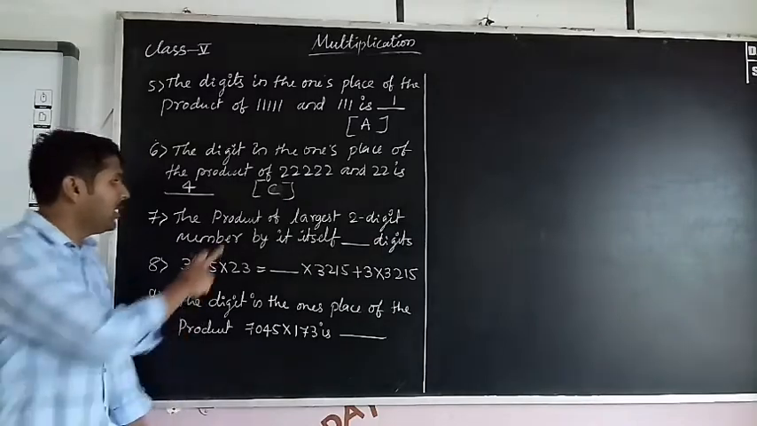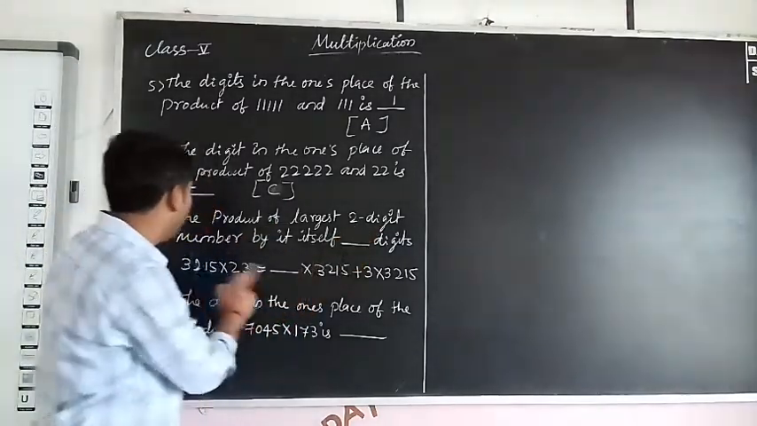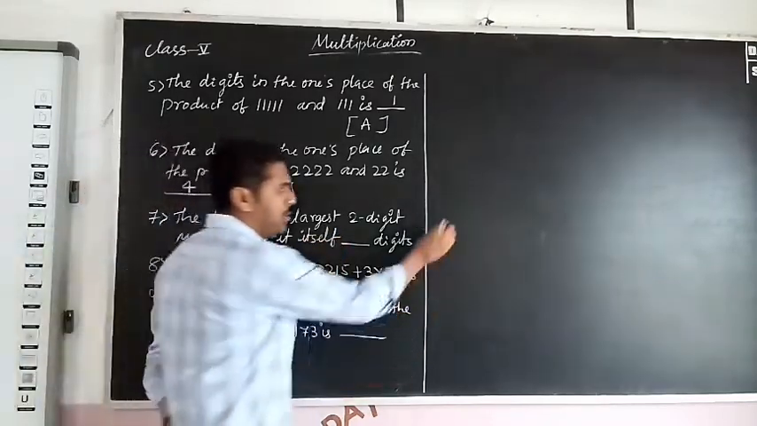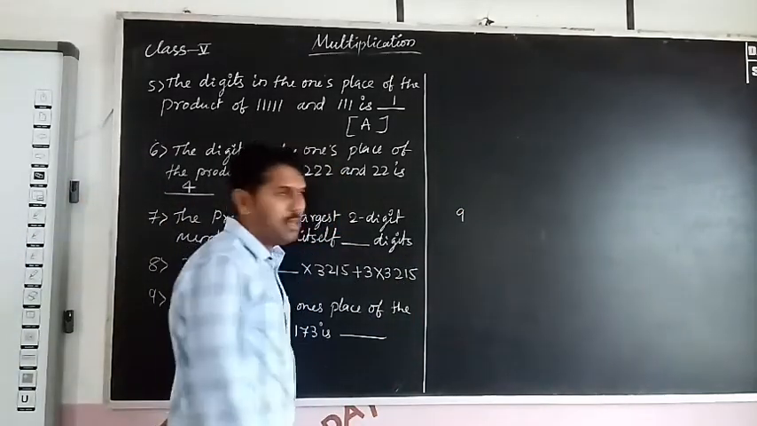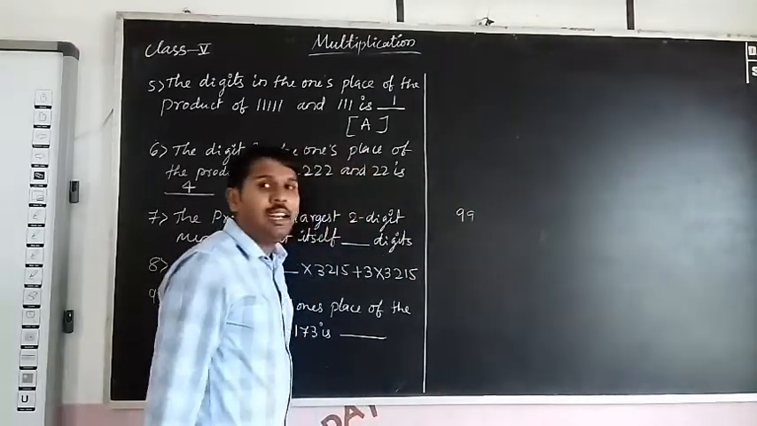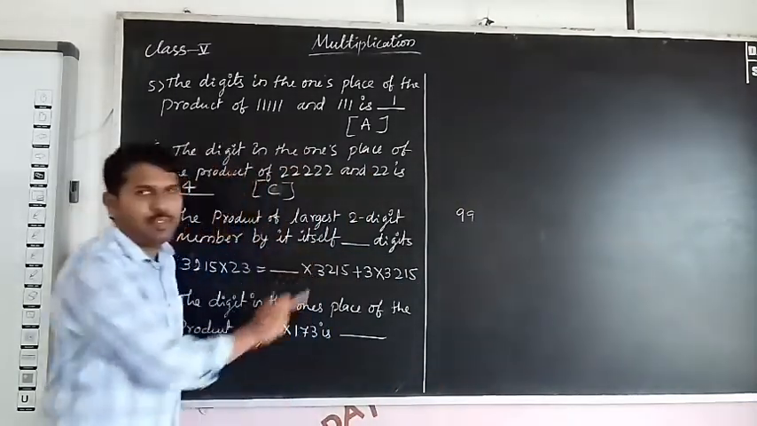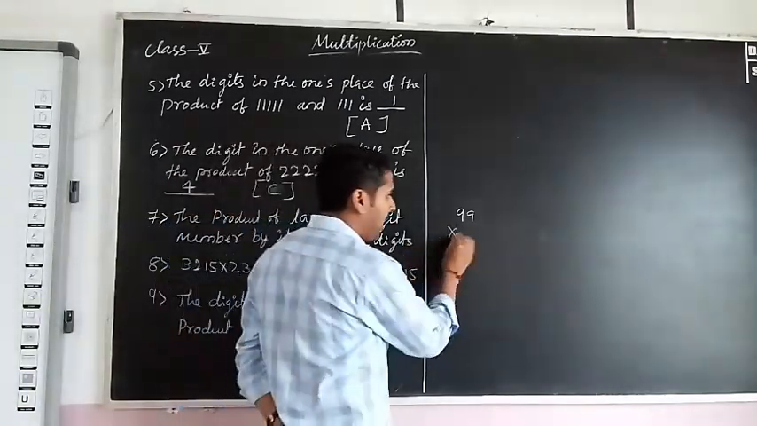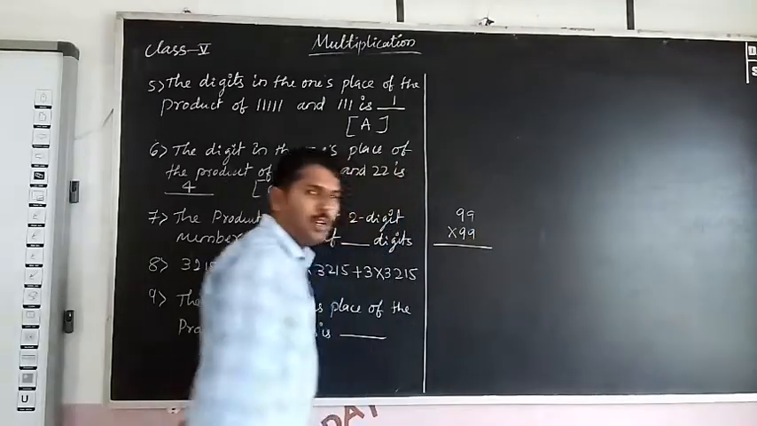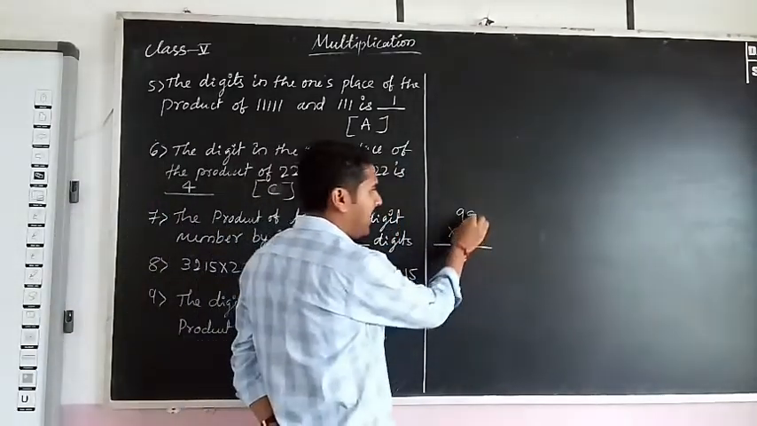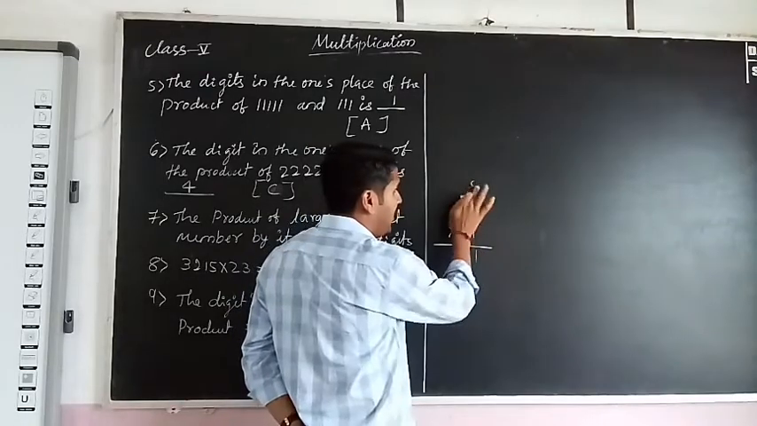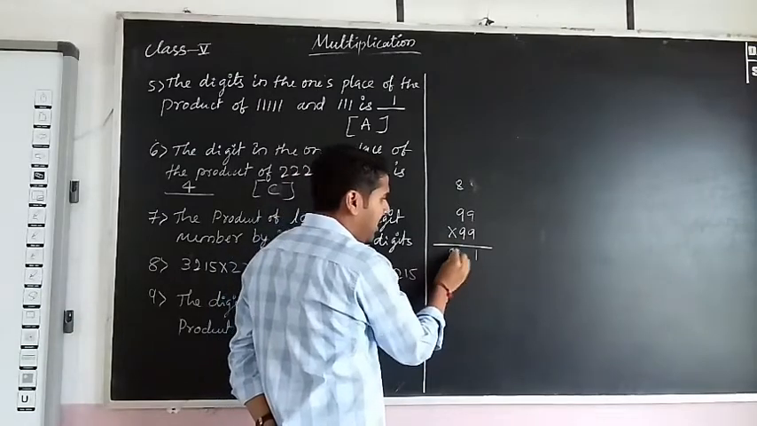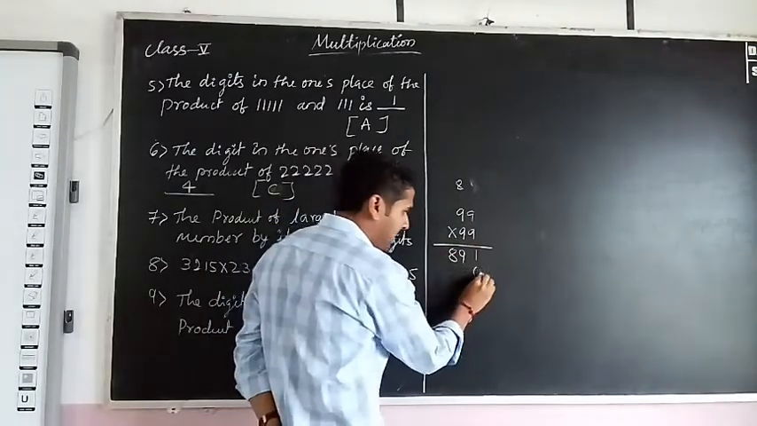Next, seventh one: the product of the largest 2-digit number by itself. So first you should write the largest 2-digit number. 9 is the largest 1-digit number. Largest 2-digit number means 99. So by itself, you should multiply 99 into 99 again. So what will be the answer? So multiply, 9 9s are 81. 9 9s are 81 plus 8, 89. Okay. So now next.